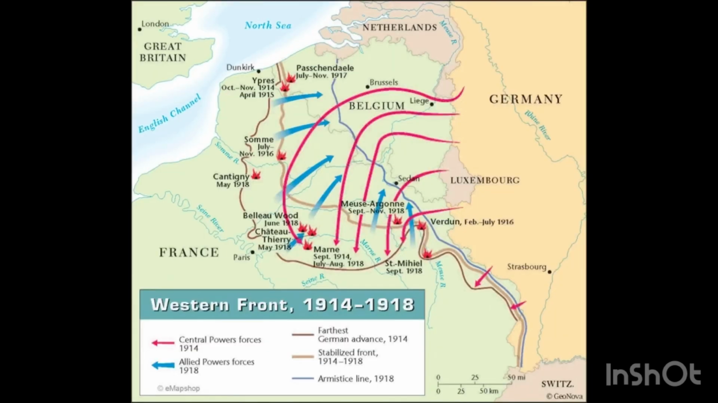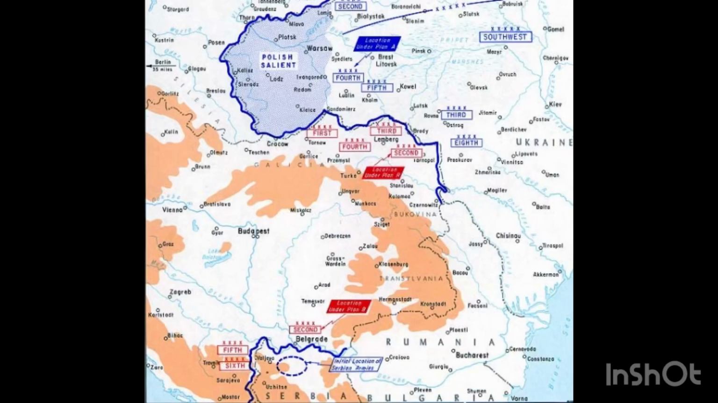First was the Western Front, between France, Belgium, Britain, and Germany. Second was the Serbian Front, between Serbia and Austria-Hungary. Third was the Galician Front, in northern Austria, between Russia and Austria. And finally was the Prussian Front, between Russia and Germany.